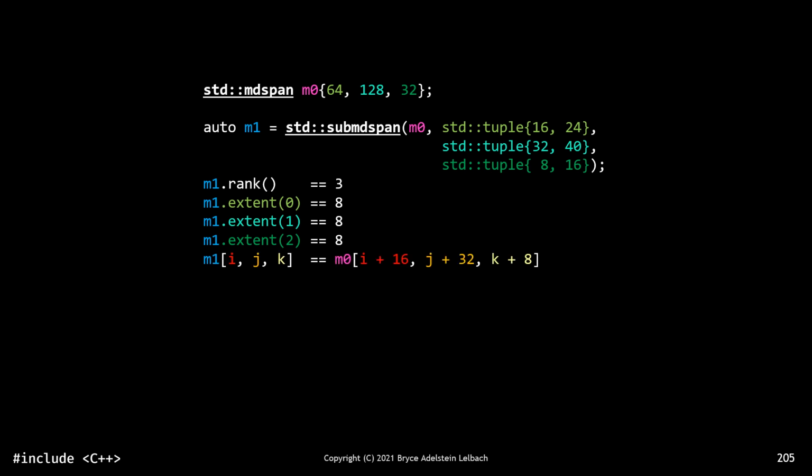Multidimensional indices for M1 will be offset from what they would be for M0. For example, M1[0, 0, 0] would be equal to M0[16, 32, 8].